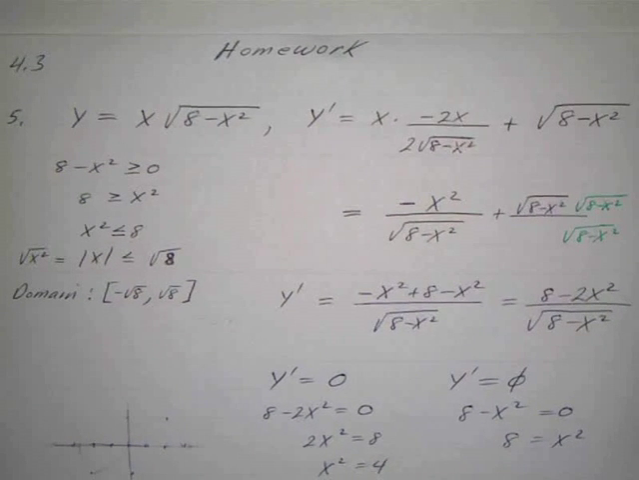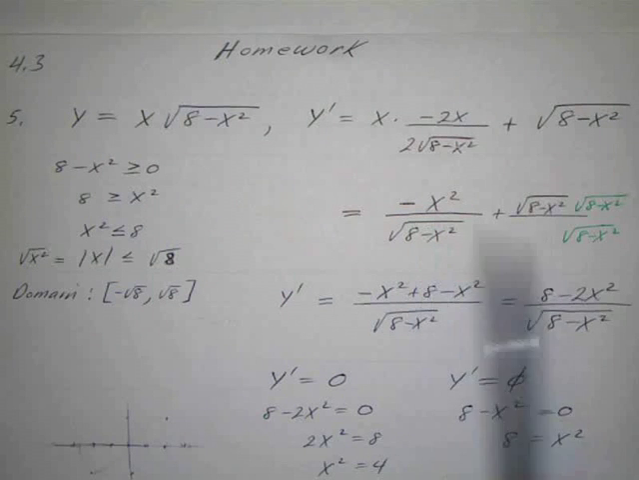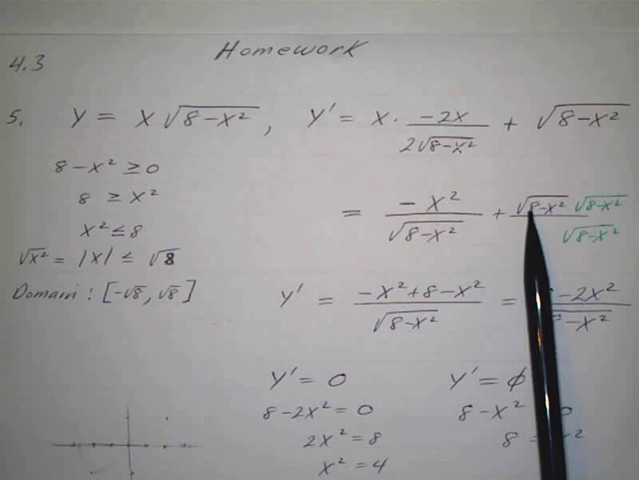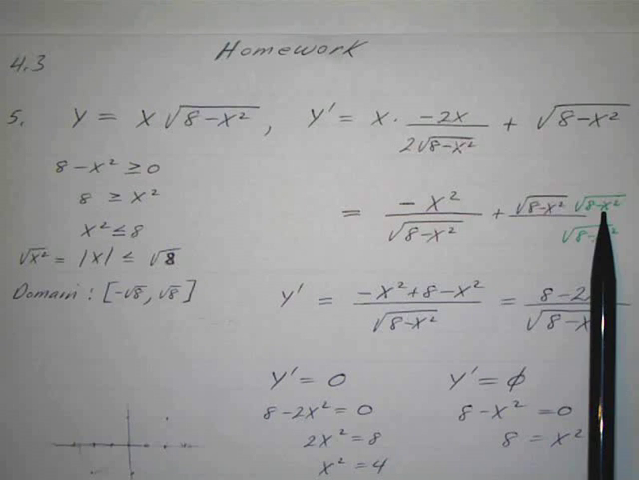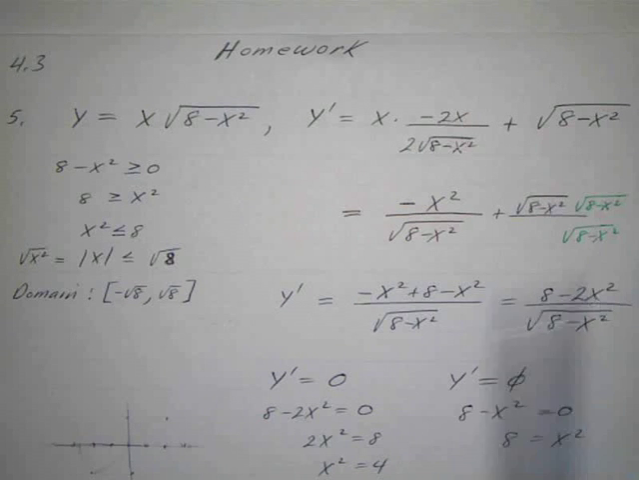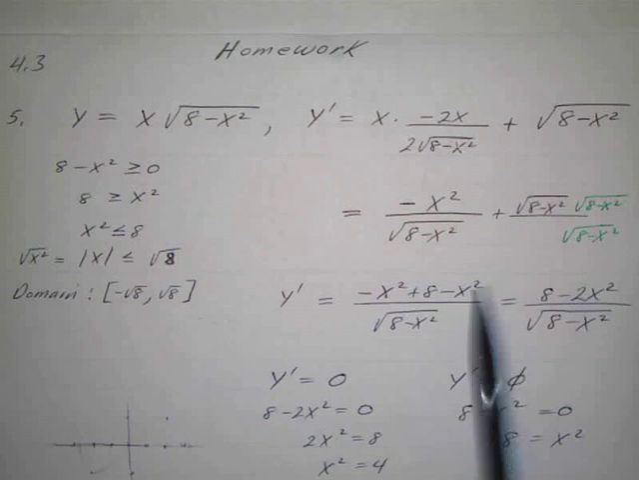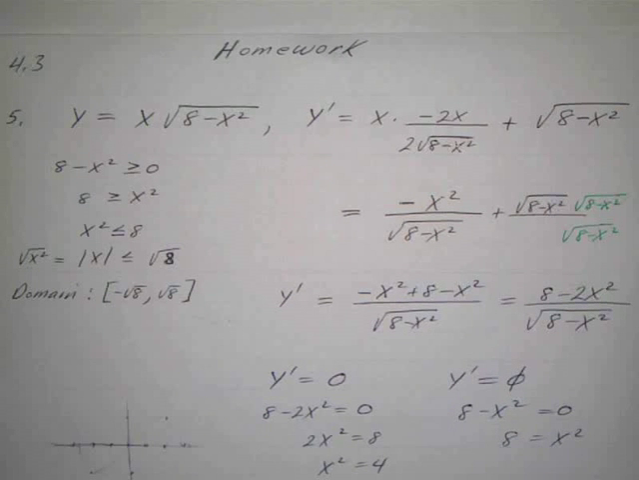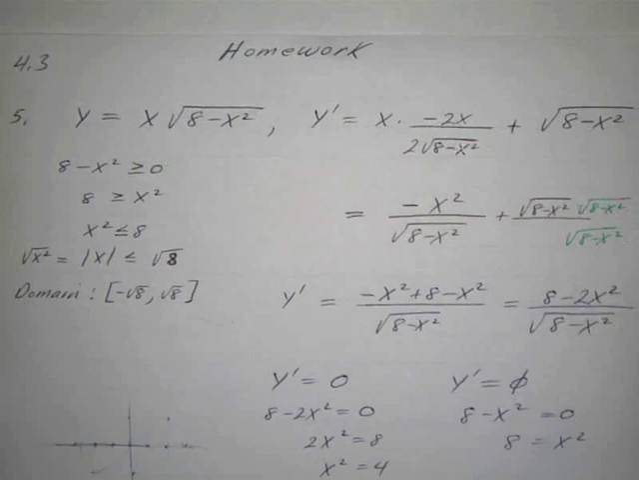Okay? And then we do that. This is my negative x squared, and then if I multiply the square root of 8 minus x squared times the square root of 8 minus x squared, I just get 8 minus x squared, all over the common denominator of the square root of 8 minus x squared. And then these combine, so I've got 8 minus 2x squared over the square root of 8 minus x squared.